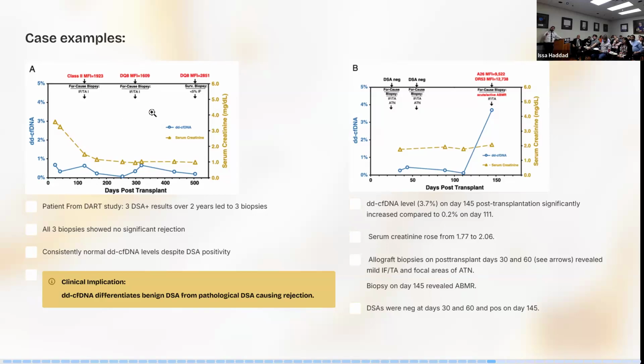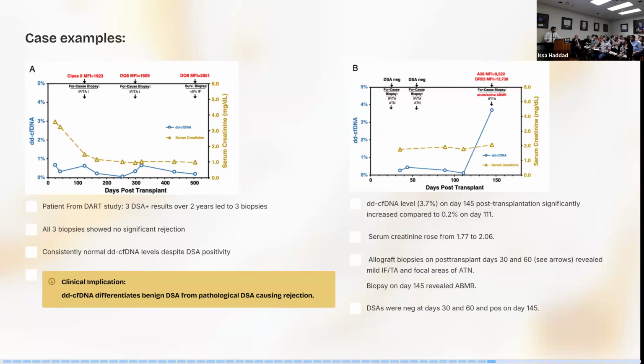At the same time, he had another DSA positivity that they were worried about, and they biopsied him, but there was no rejection, and the donor-derived was still below 1%. The 3 biopsies didn't show any rejection. The 3 times there was DSA positivity, but the donor-derived remained negative. The clinical implication they were trying to say is that donor-derived cell-free DNA can help you differentiate whether the DSA you're seeing is really pathological, causing rejection, or more of a benign DSA that's not causing active rejection.